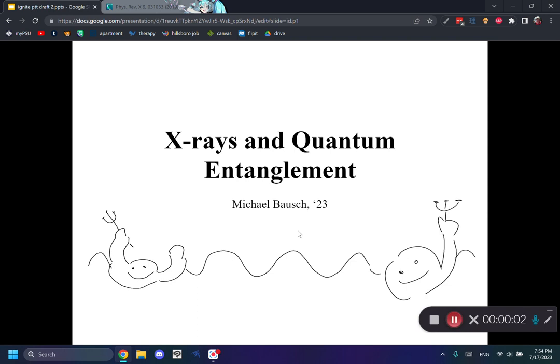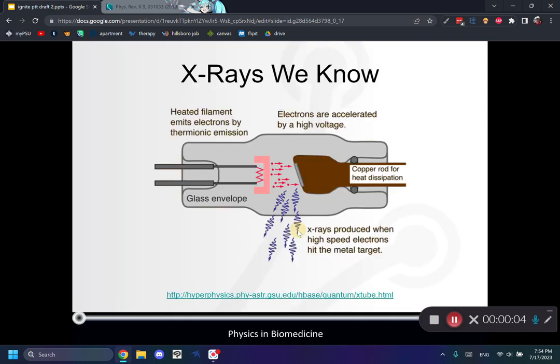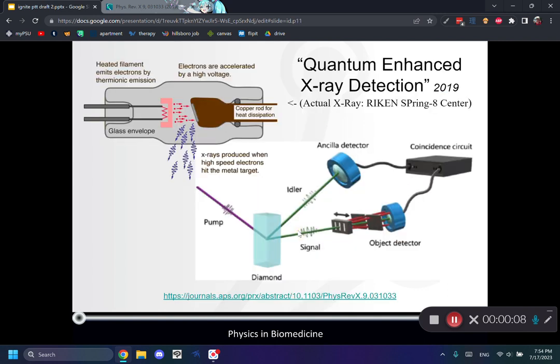Alright, let's talk about X-rays and quantum entanglement. So, I'm not going to define what an X-ray is, we should already know what it is. It outputs photons, takes an image. So, what we're looking at here is this 2019 study titled Quantum Enhanced X-ray Detection.